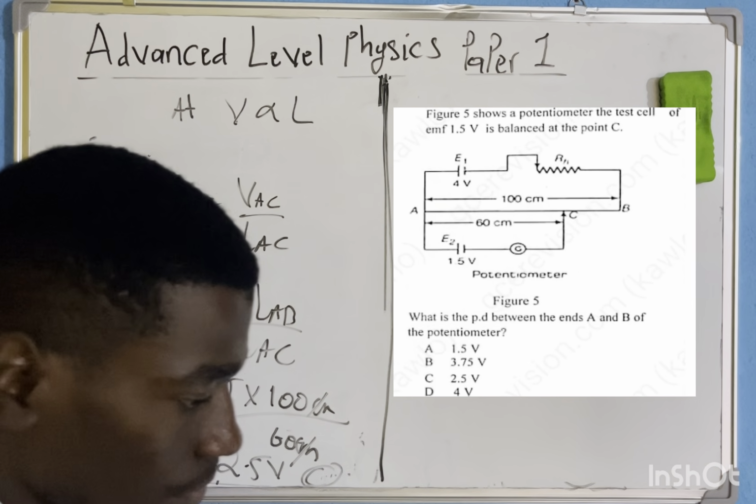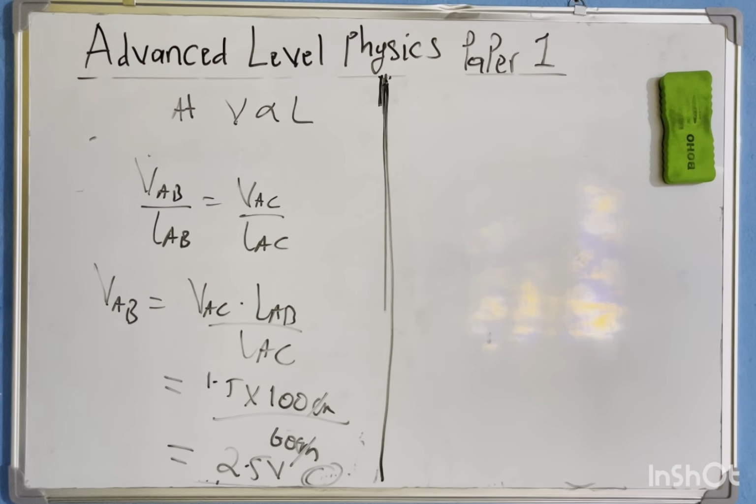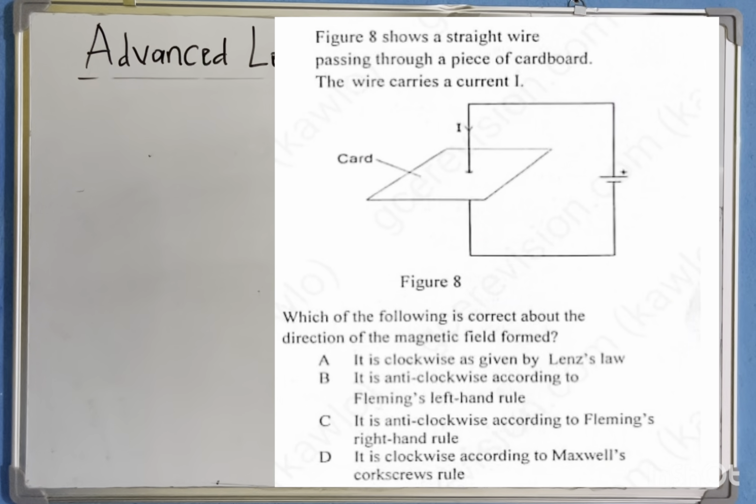Next question. Okay, next question, talking about a straight wire passing through a piece of cardboard. The wire carries a current I. Okay, this is quite easy. I think this is from 5 now. Which of the following is correct about the direction of the magnetic field?